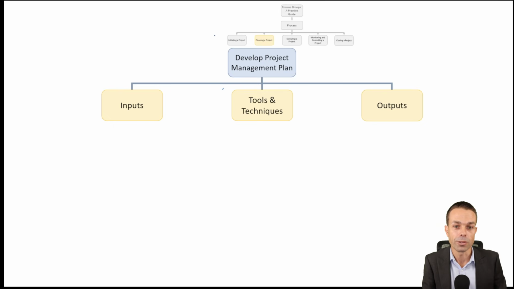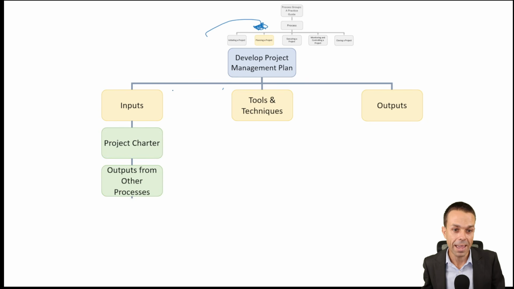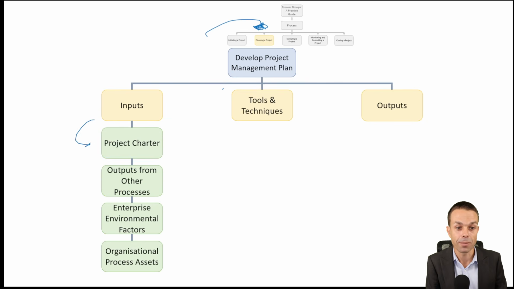Now we're going to move into planning a project, and this is the biggest part of the Process Groups Practice Guide. For developing the project management plan, we're going to need the project charter. Now this needs to be signed off by the project sponsor. So is it approved to go ahead? Do we have the resources? Do we have the high level idea of the project and what's involved?